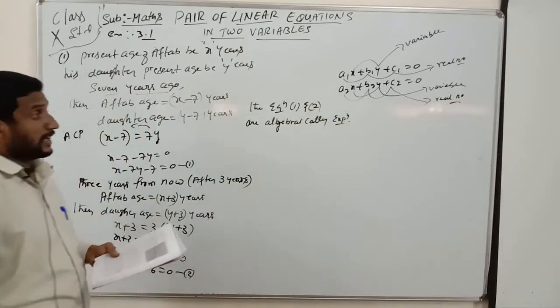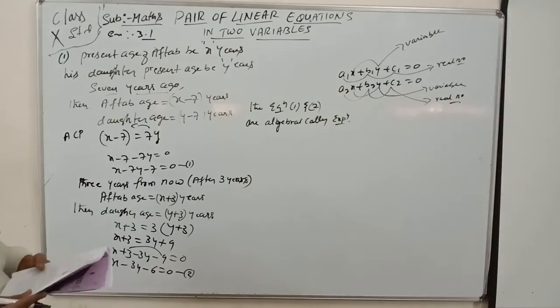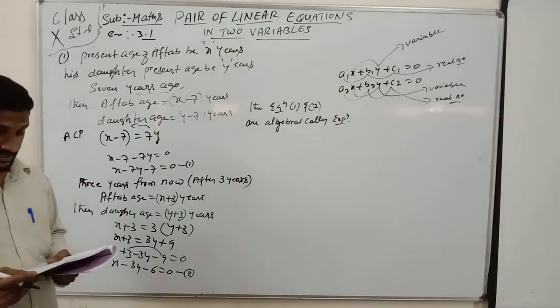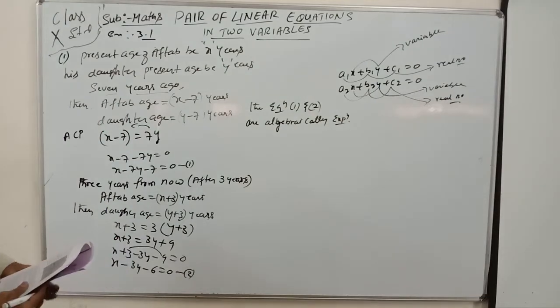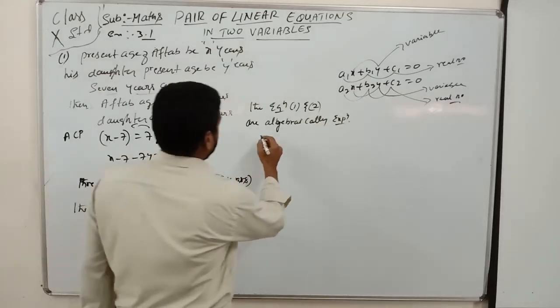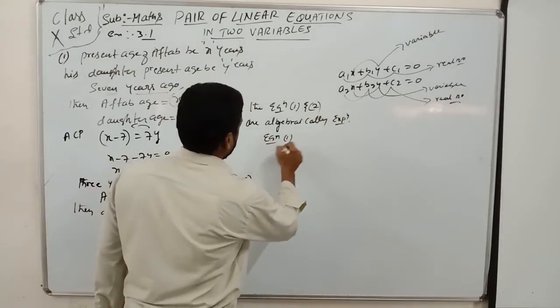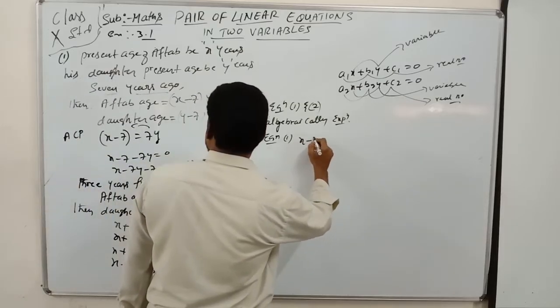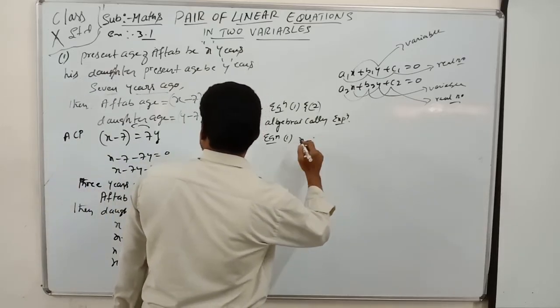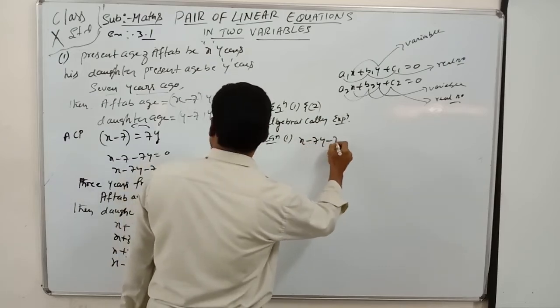Next, you should express it graphically. Graphical means a graph problem, and you already know graphs. Equation 1 you can take: x minus 7y minus 7 is equal to 0.